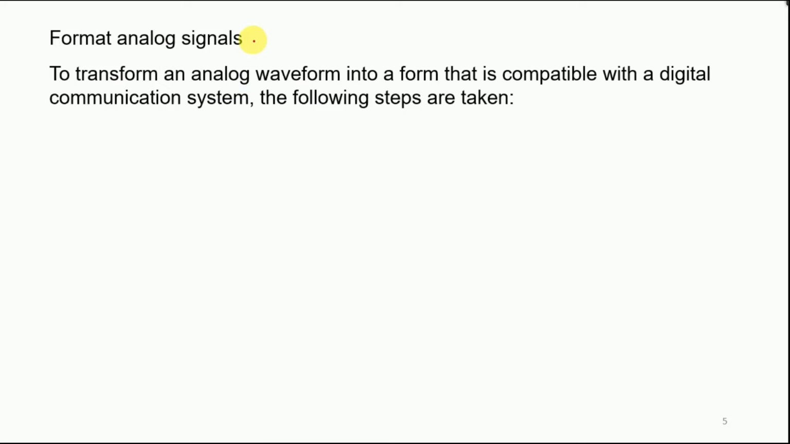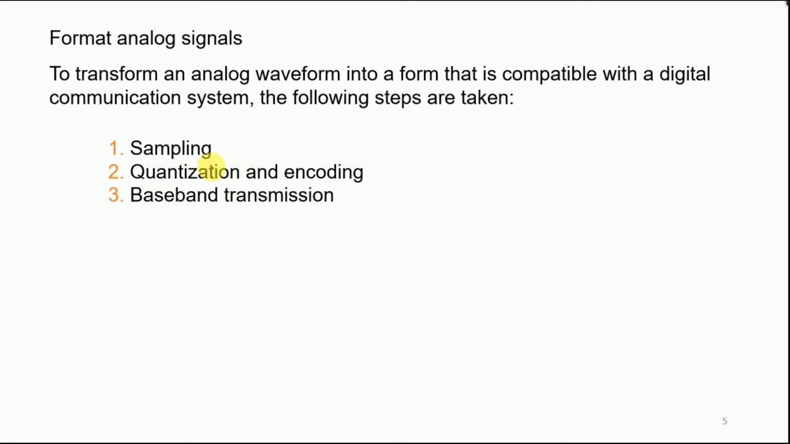So in this session, we are specifically interested in the format of analog signals. For that, we can say that we need to transform an analog waveform into a form that is compatible with digital communication. So we outline the steps in which our analog signal can be converted to a digital signal. Specifically, we would be needing sampling, quantization and encoding, and baseband transmission.